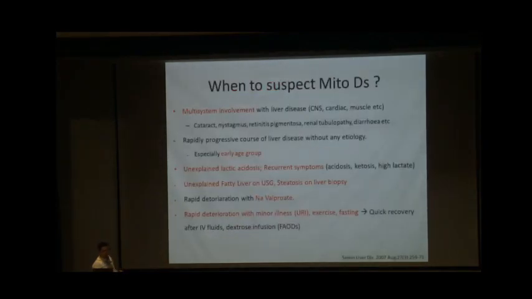So when do you suspect mitochondrial disorder? First, and most important, multisystem involvement with liver disorder. Rapidly progressive course without any etiology, especially in the early age group. Unexplained lactic acidosis or recurrent symptoms. Unexplained fatty liver or steatosis on ultrasound or biopsy. Rapid deterioration with sodium valproate. And the last one is for fatty acid oxidation defect: rapid deterioration with minor illness and quick recovery with IV fluids.